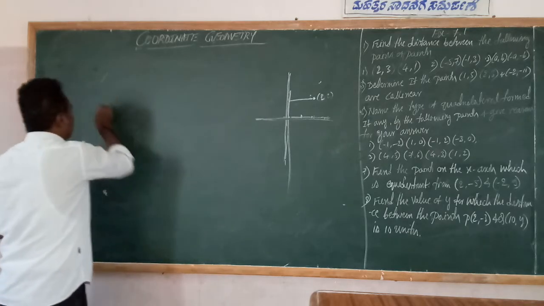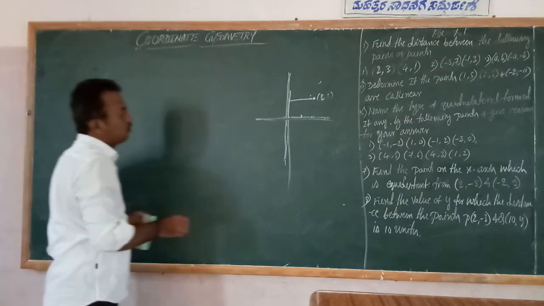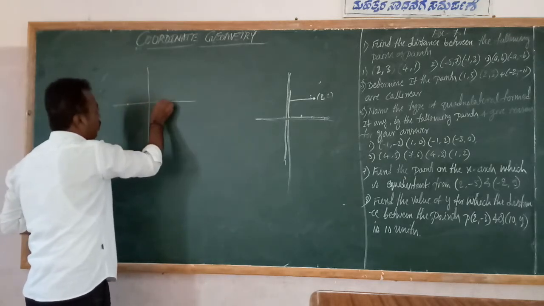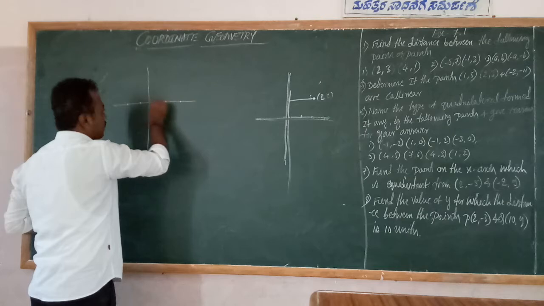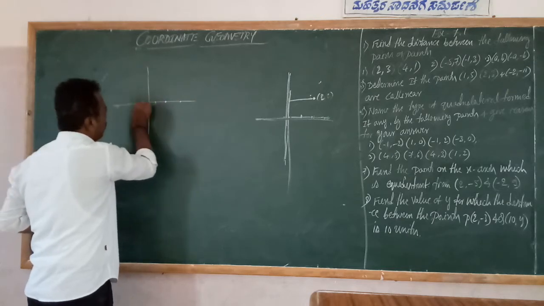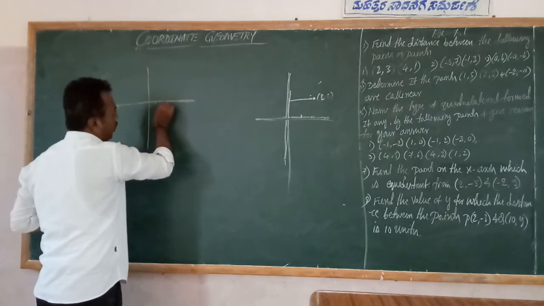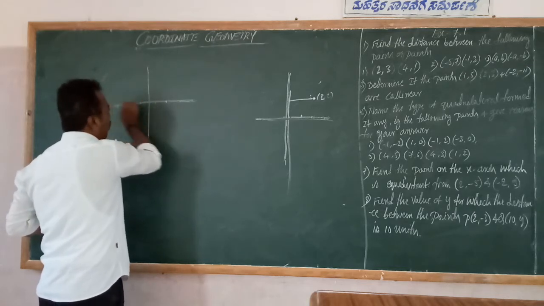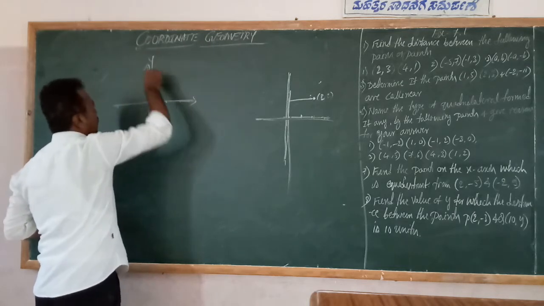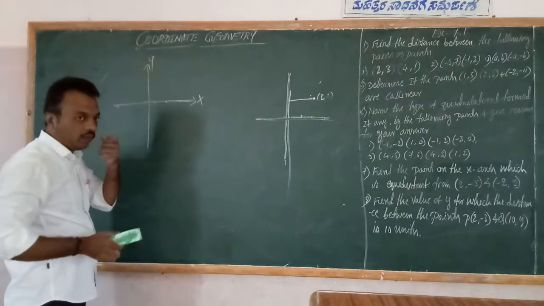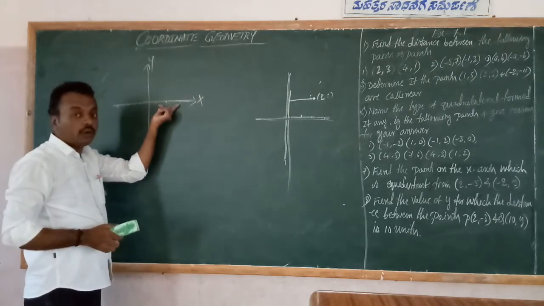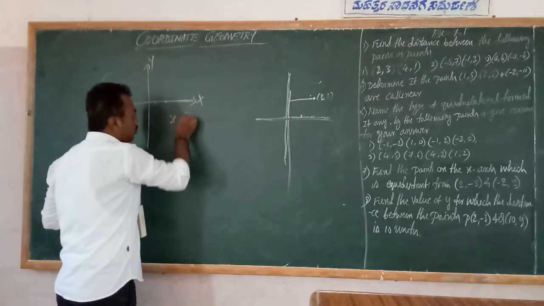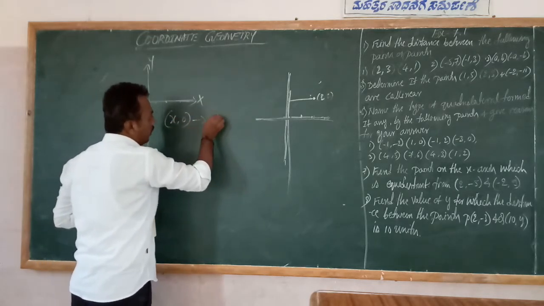So next one, see, suppose the coordinates of the points on a x axis. For example, this is one of the points on a x axis. This is the y axis and this is the x axis. If the coordinates of the points are on a x axis, the general form is x comma 0, is it right? Because this is on the x axis.